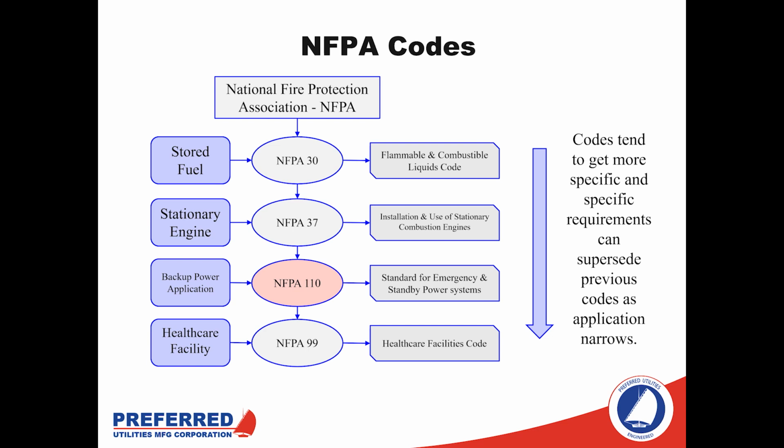So we have some requirements in NFPA 30 that is generally about stored combustible liquids, but they may be superseded by NFPA 37 or NFPA 110. So if we see something in NFPA 110 that's different than NFPA 30, it's going to be more applicable and take precedence over the previous requirement. And NFPA 110 is the code that we're going to spend the most time in if we're answering questions about mission critical backup power systems and how to design the fuel oil systems for those.